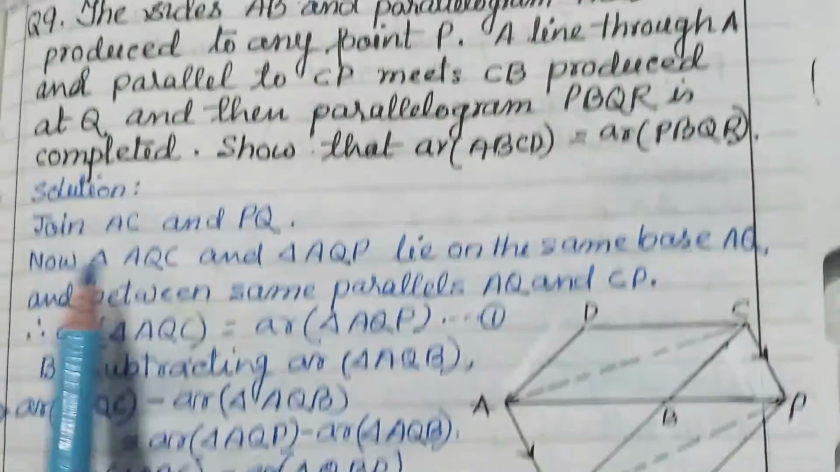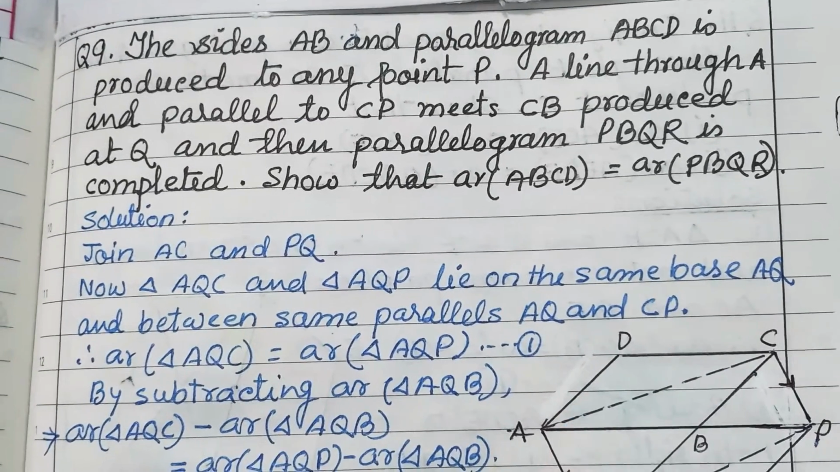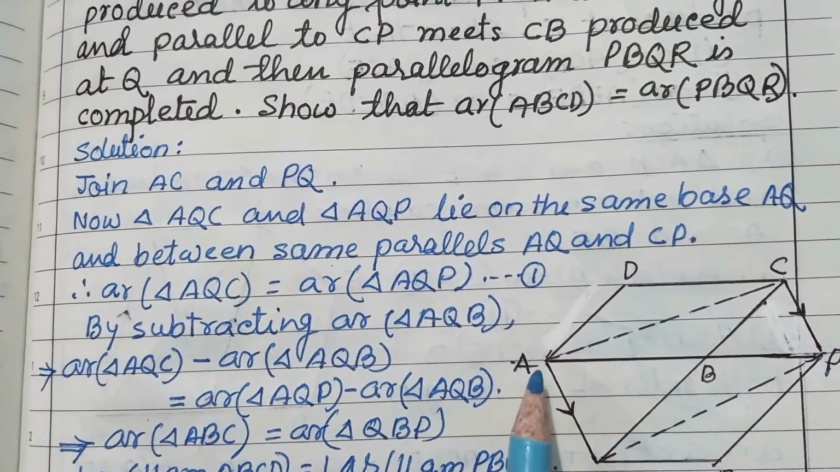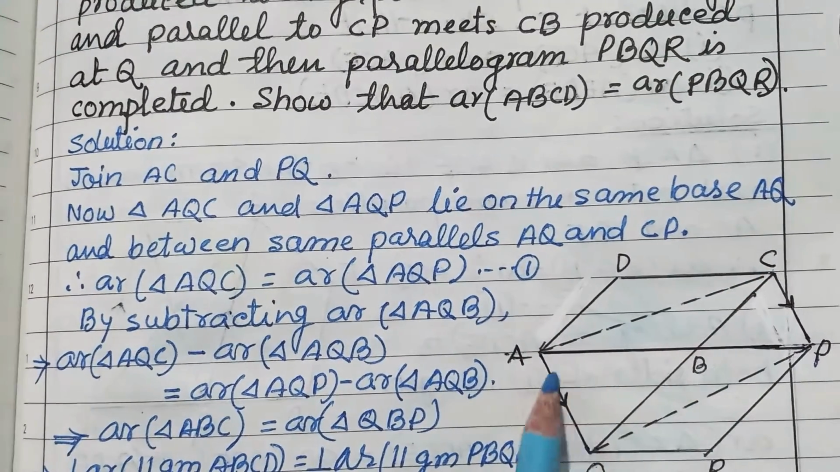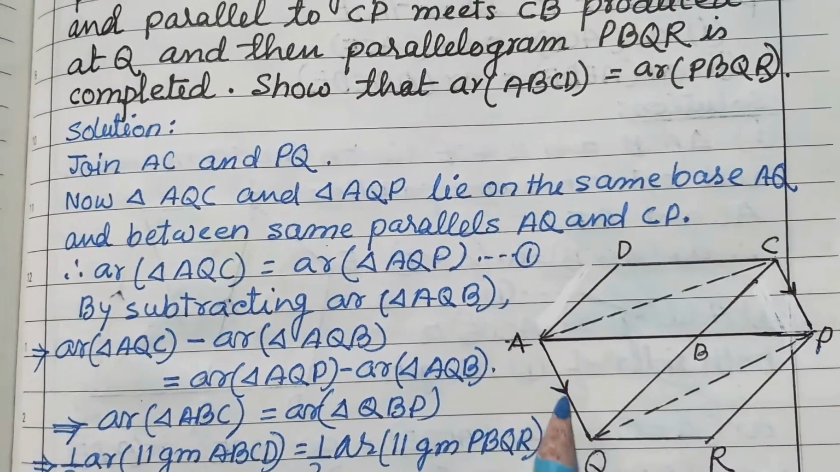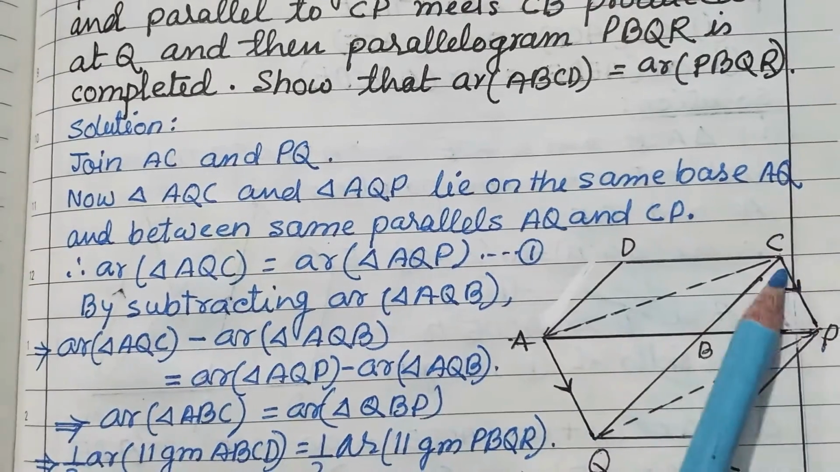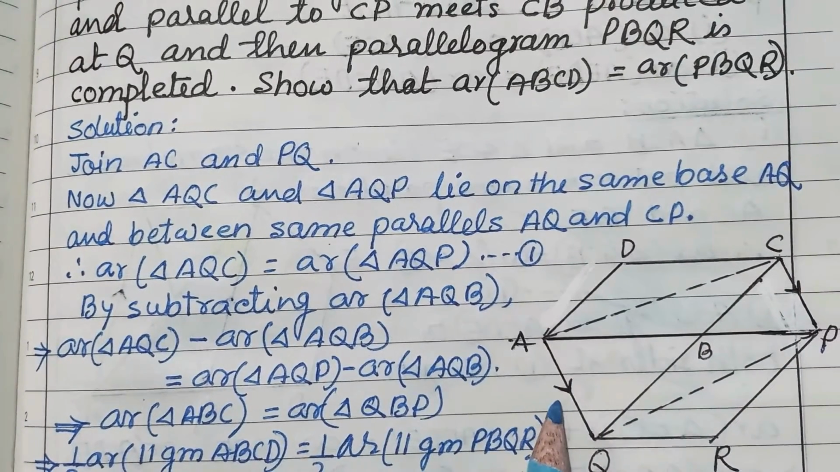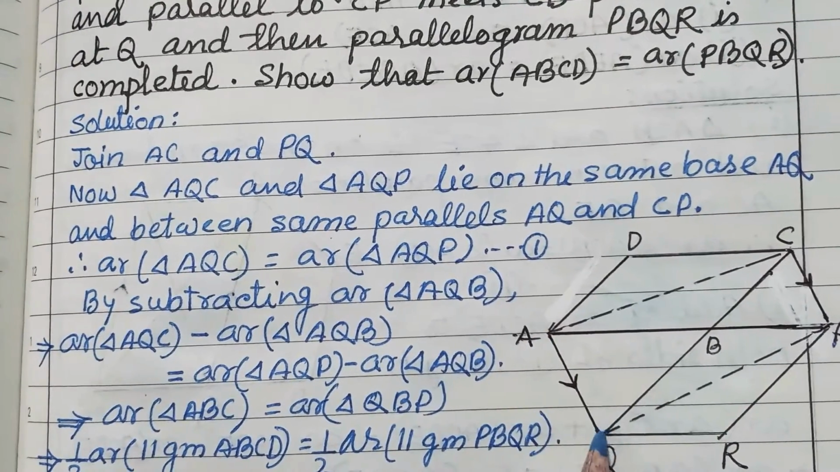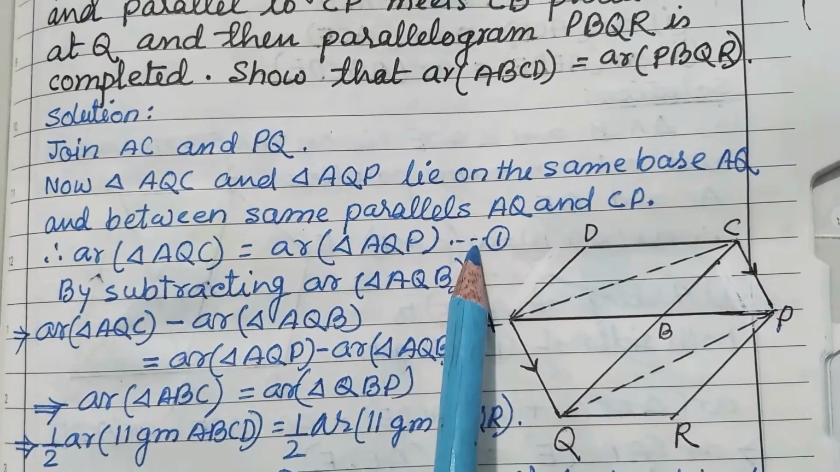Now join AC and PQ. Triangle AQC and AQP lie on the same base AQ, and between the same parallels AQ and CP, as given. These two are parallel. Therefore the area of triangle AQC is equal to the area of AQP. One relation we have got.